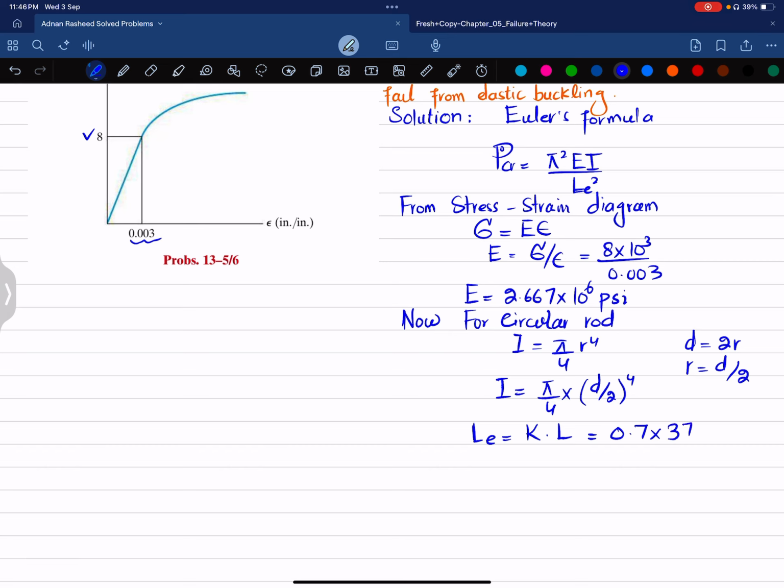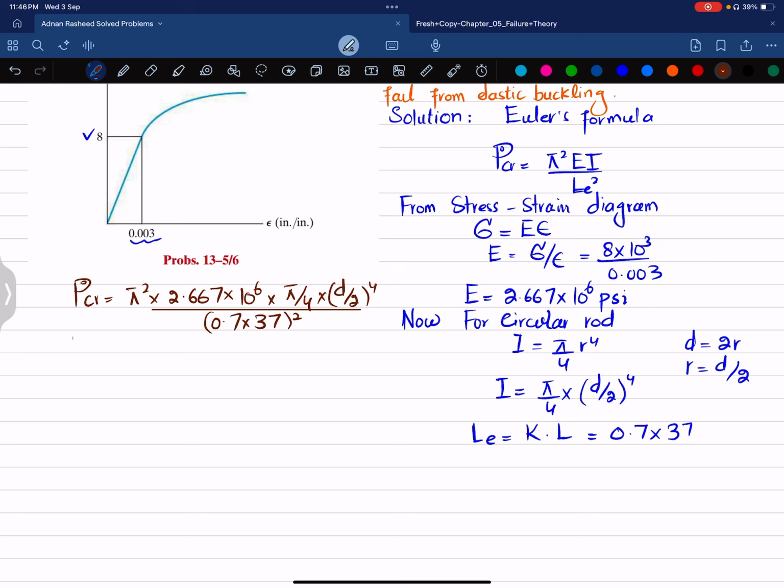So plug it in this formula: P critical is equal to pi square multiplied by E, which is 2.667 into 10 raised to power 6, and I is pi by 4 into d divided by 2 whole power 4, divided by effective length, which is 0.7 multiplied by 37 whole square.